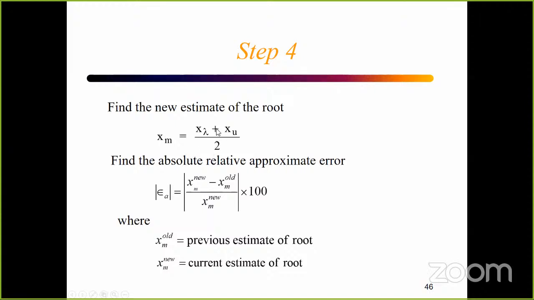Xm is equal to x lambda plus xu over 2. Find the absolute error. You can minimize the error at each step if you estimate the new error against the old, that is, x new minus x old over x new. The difference should be minimal. If the difference is minimal, it becomes exactly 100%.